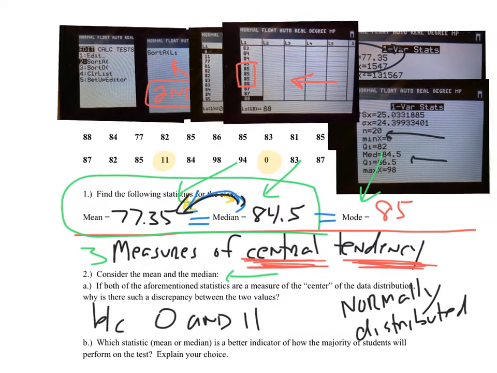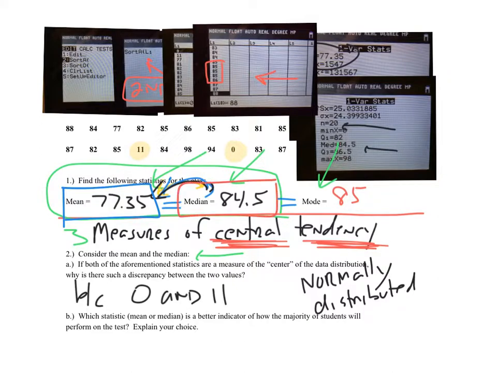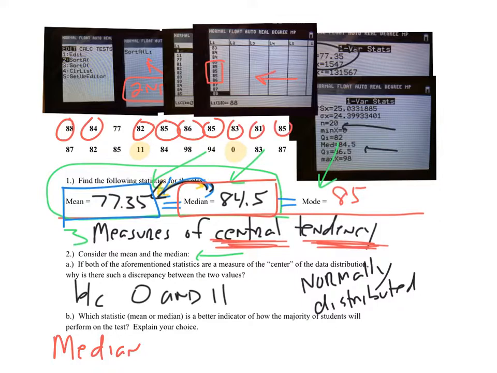Now it says which statistic, the mean or the median, is the better indicator of how a majority of the students will perform on the test. Well, here the mean is in the upper 70s. Here the median is in the mid 80s. If you had to say which of the 2 better describes the data, here I would say the median, because if you look at your data values, it looks like a majority of them are all in the 80s.